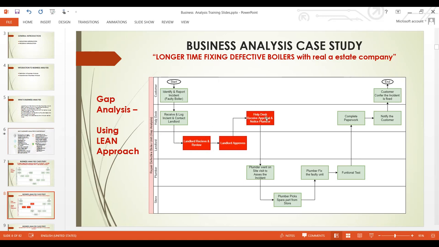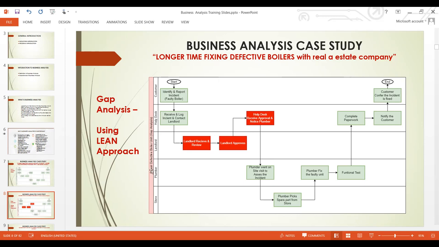Maybe by removing this, we can save up to maybe 2 days, which is significant. The time it takes the landlord to do this review and get back is like 2 days or more. So this is why we highlighted this. In order to reduce time, we are looking at any avenue we can use to reduce time in this process map. And that's what we are doing.